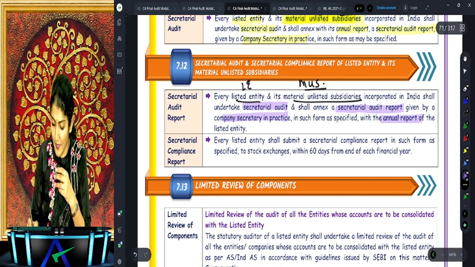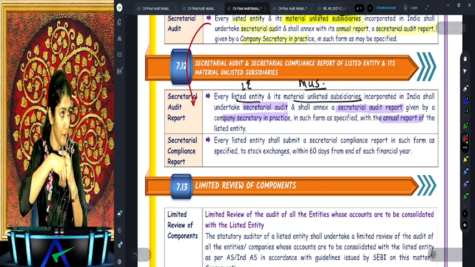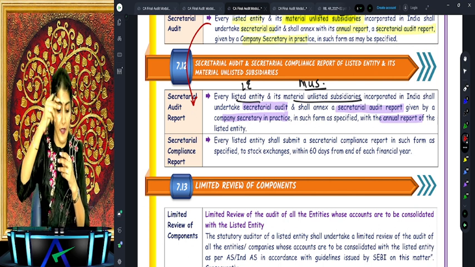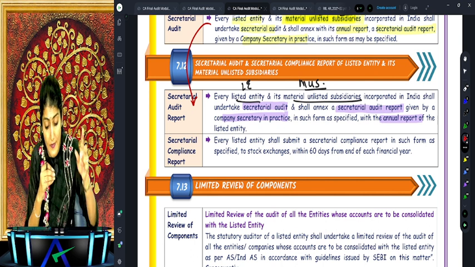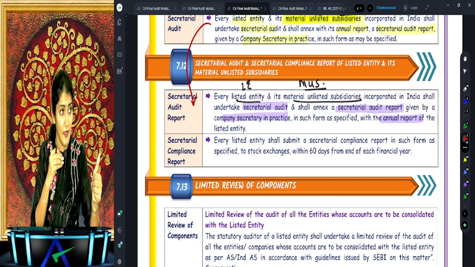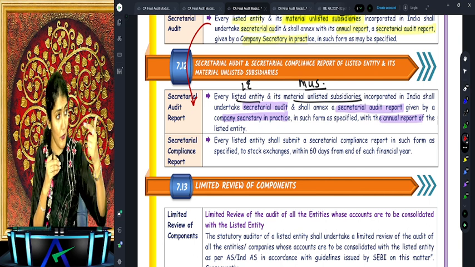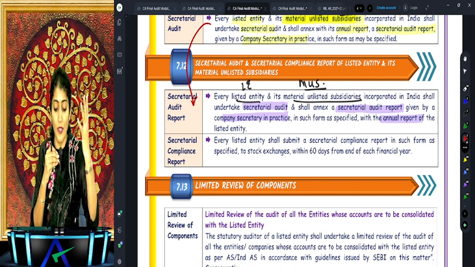Are you understanding? So what was the last point over there is becoming the first point in the next heading. Whatever was the last point in the subsidiary of listed entity, that is becoming the first point over here. Which companies need to get a secretarial audit done? Listed entity and the MUS need to get a secretarial audit done from a company secretary in practice, and the secretarial audit report is to be annexed to the annual report of the listed entity.